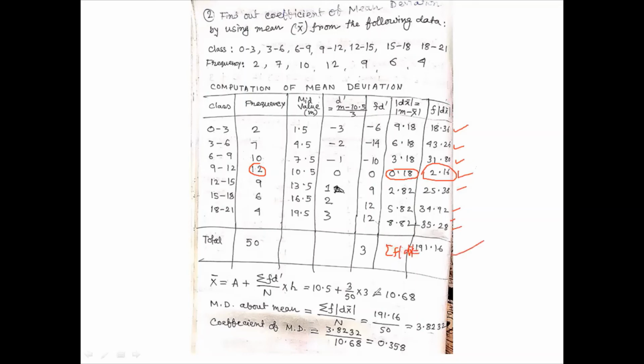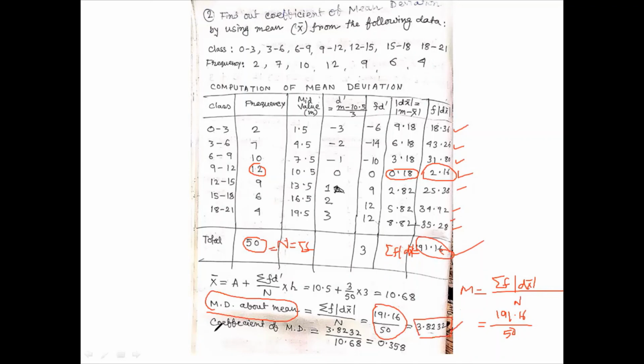We are adding all these values, and we need to calculate the mean deviation about mean. The formula is summation f d x bar divided by n, that is 191.16 divided by n, because we are putting the value here, and n is 50. We all know the value of n is 50. This is capital N, or summation f. We put the values and we'll get 3.8232. That is the answer.